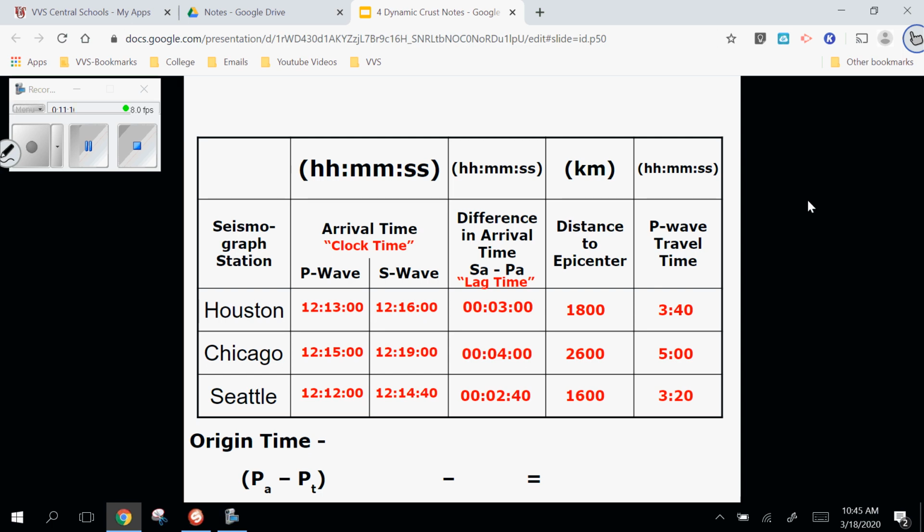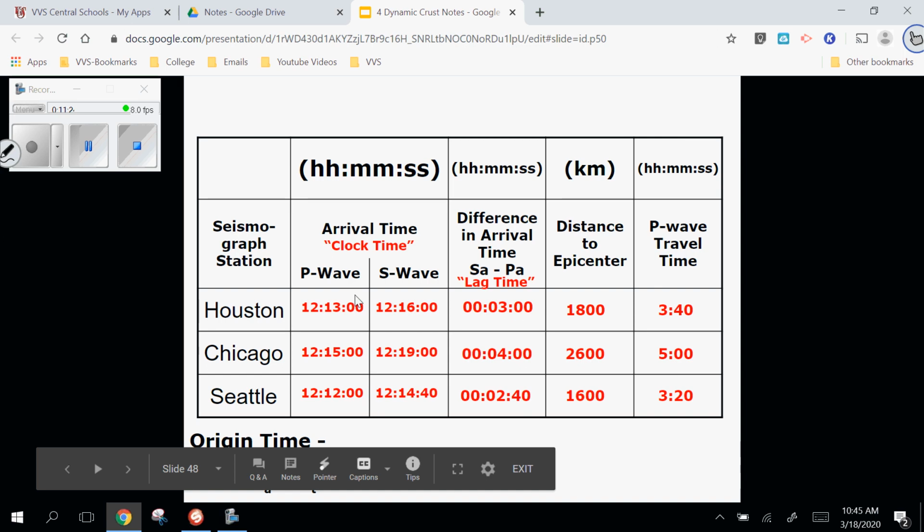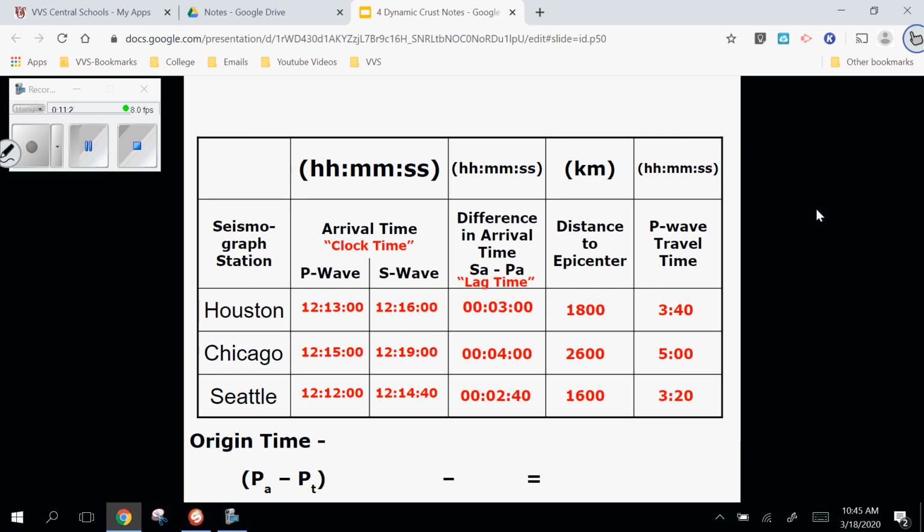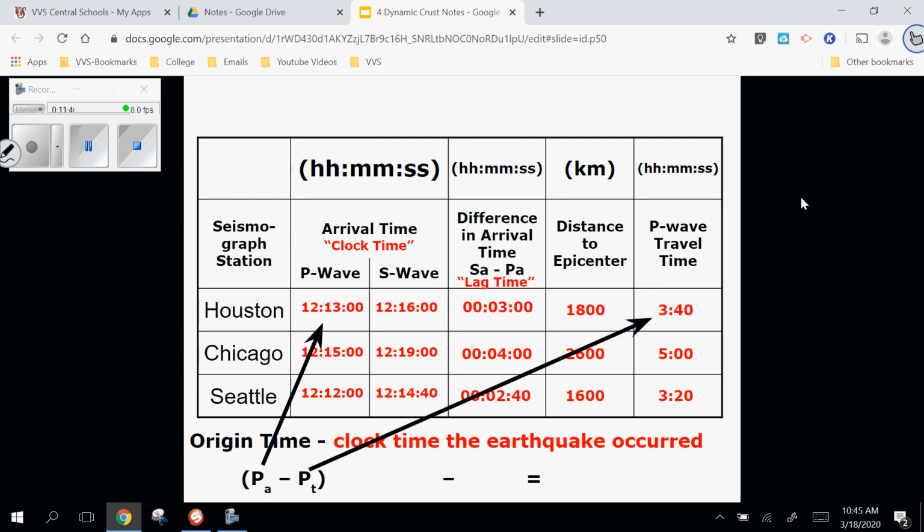All right. The origin time is what time did the earthquake actually occur. These are the times that the earthquake got to these cities. What time did the earthquake occur? What we need is the P arrival time from one city, and we need the P travel time. If we know what time it got to Houston, and we know how long it took to get there, we can backtrack and figure out what time the earthquake actually occurred. So we take the P arrival time, and we subtract off the P travel time. 12:13 and 0 seconds minus 3 minutes and 40 seconds gives us 12:09:20.